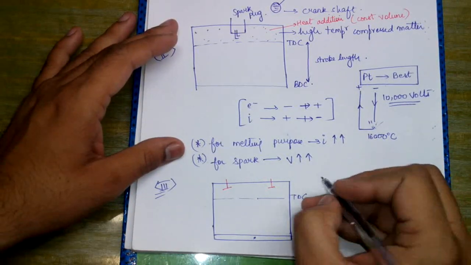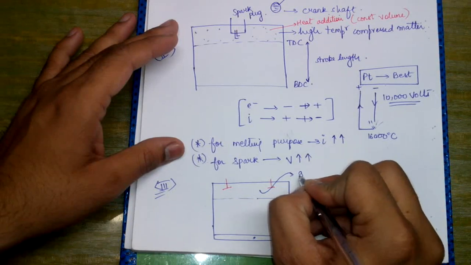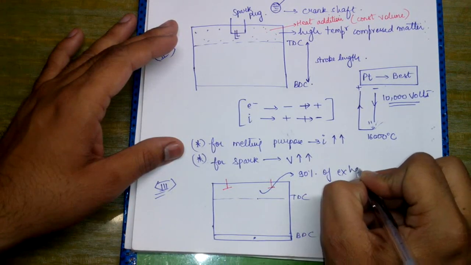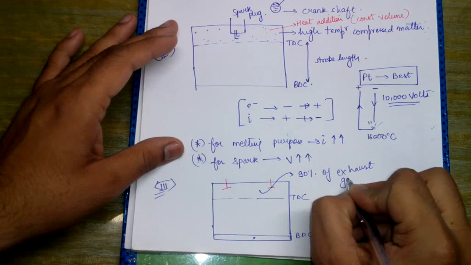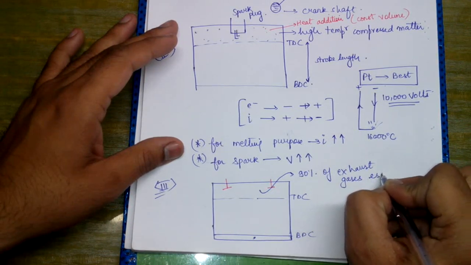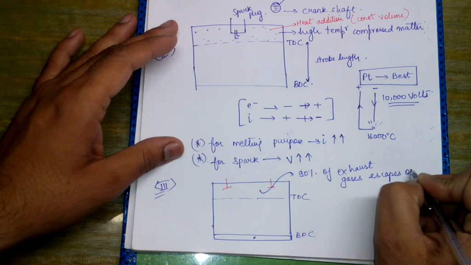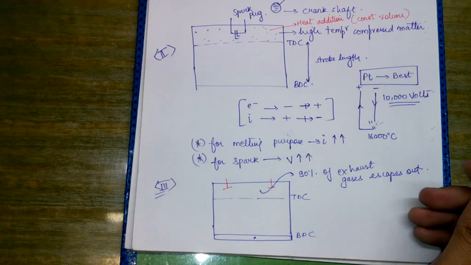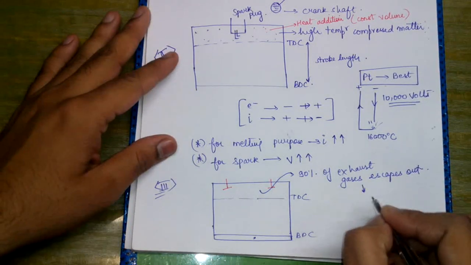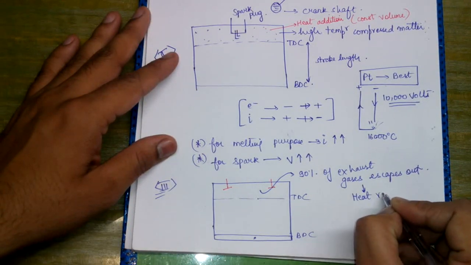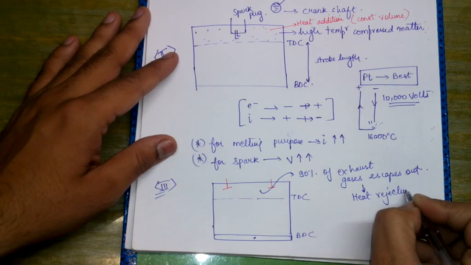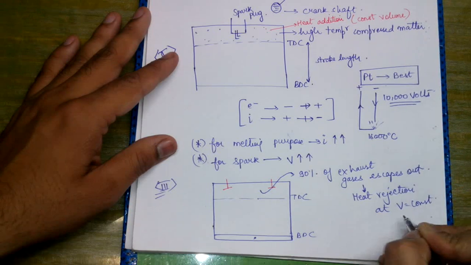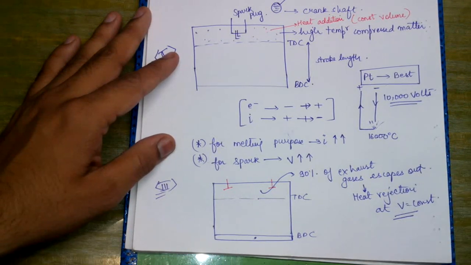exhaust gases will come out. ठीक है. एग्जॉस्ट गैसेस कहां से आएंगी? 90% of exhaust gases escape out. ठीक है. 90% of the exhaust gases are escaping out and this is actually leading to heat rejection at constant volume. This is the heat rejection process at constant volume.